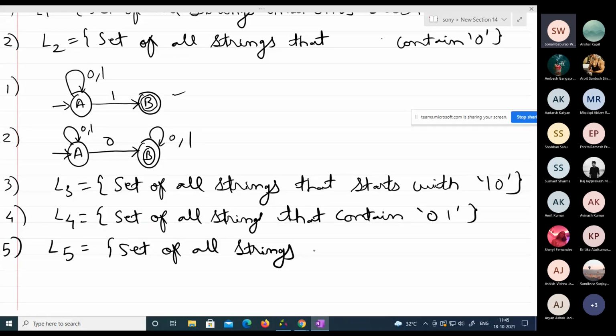That's it. So next question is L5 is equal to set of all strings that ends with 1, 1. Try to solve these 3 questions, and then we will stop for today.